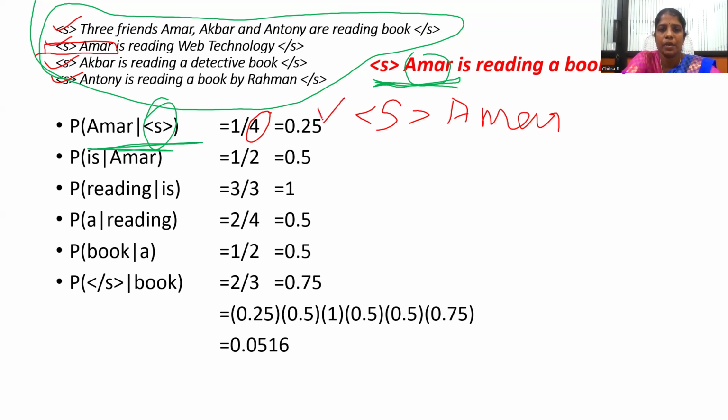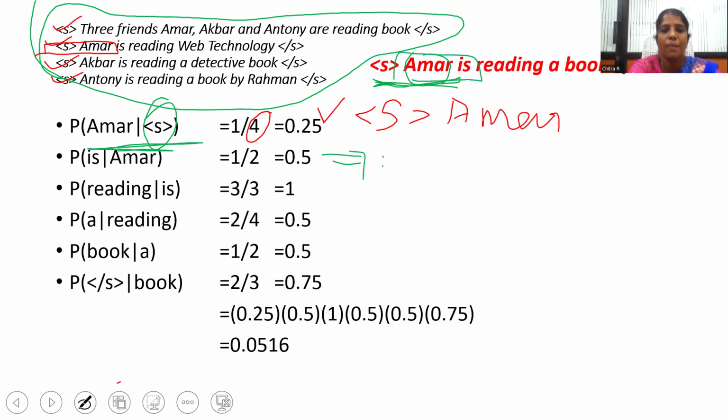What is the next step? Take the next 2 words. What are the next 2 words? Next 2 words are Amar is. Correct? Amar is. So now we are taking Amar is.